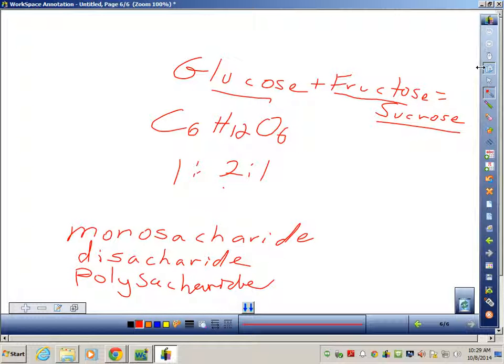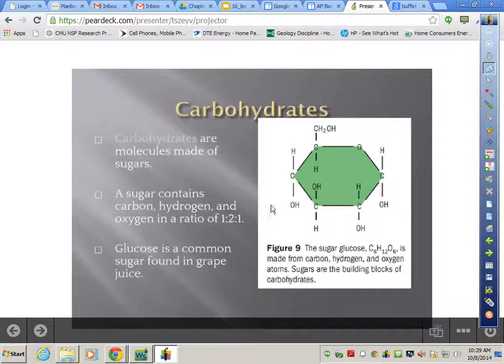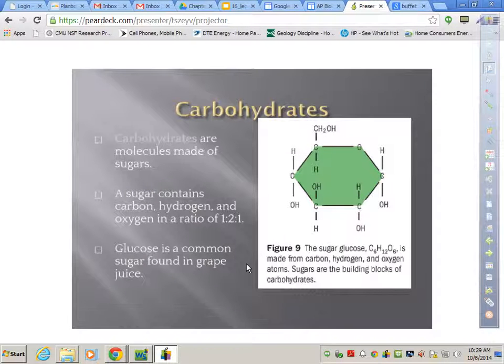Hopefully you guys are just jotting notes down as we go. Anytime I start writing, that's your cue to not just fill out the blanks, you know. Okay. So a sugar contains carbon, hydrogen, and oxygen in a ratio of 1 to 2 to 1. Glucose is a common sugar found in grape juice. Let's break glucose down.